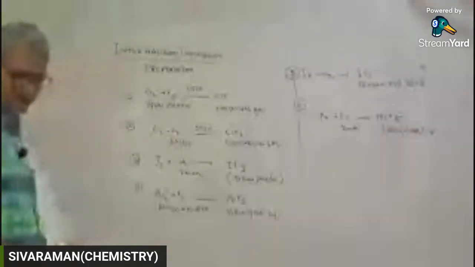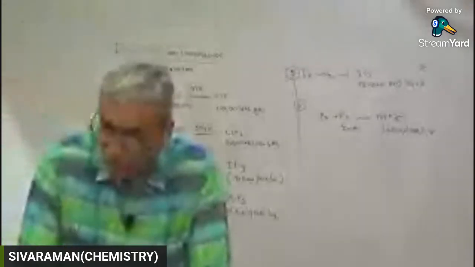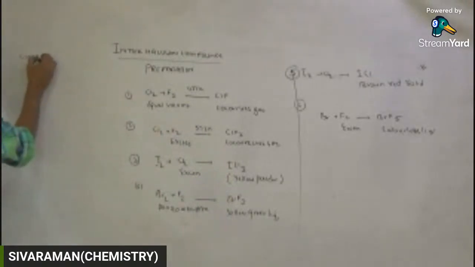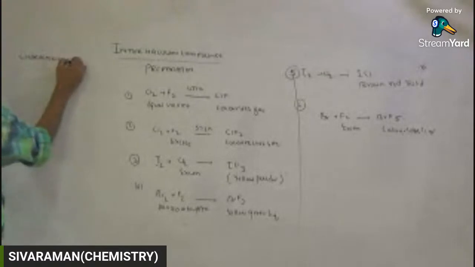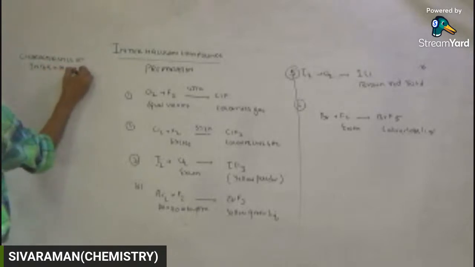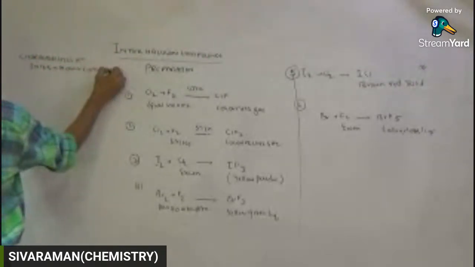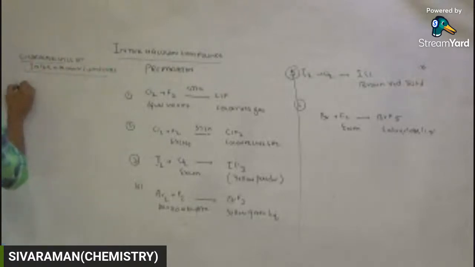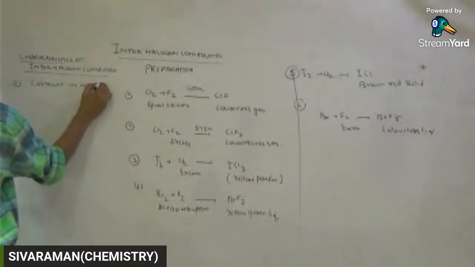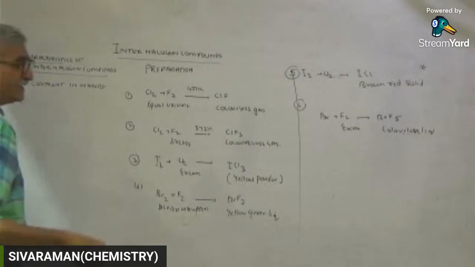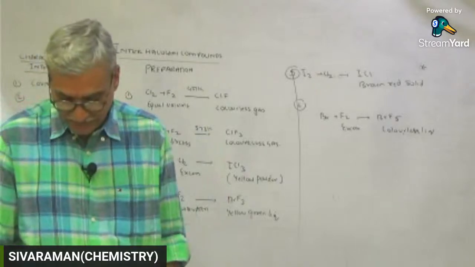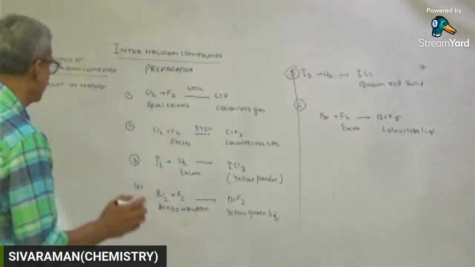Interhalogen compounds. Characteristics of interhalogen compounds. They are all covalent in nature. So I'll write over here. Characteristics of interhalogen compounds. First of all, they are covalent in nature. That's why we were dissolving iodine monochloride in acetic acid. They are volatile, unstable, and diamagnetic in nature.